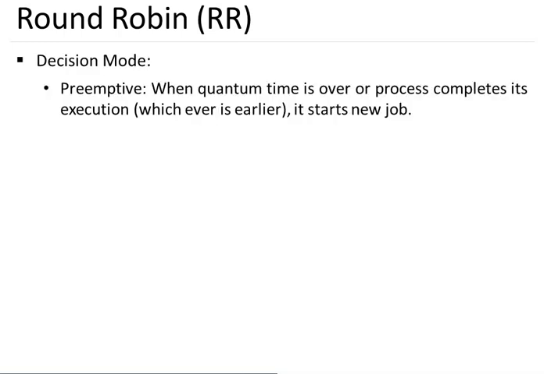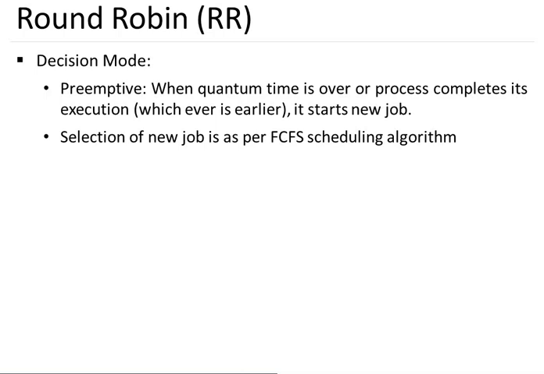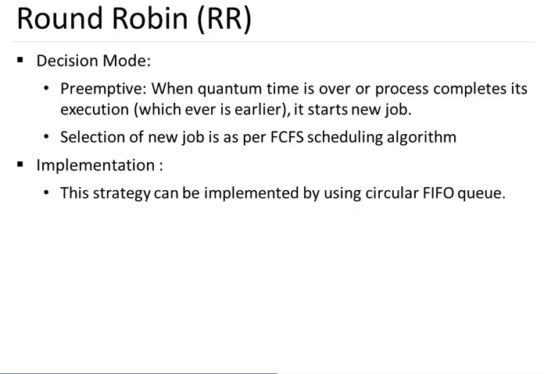Now the decision mode: when the time quantum is over or a process completes its execution, it starts a new job, whichever is earlier. Selection of a new job is as per the FCFS scheduling algorithm. Now let's see the implementation. This strategy can be implemented by using a circular FIFO queue. In FCFS, basically, we are just taking a single FIFO queue, but here it is circular.